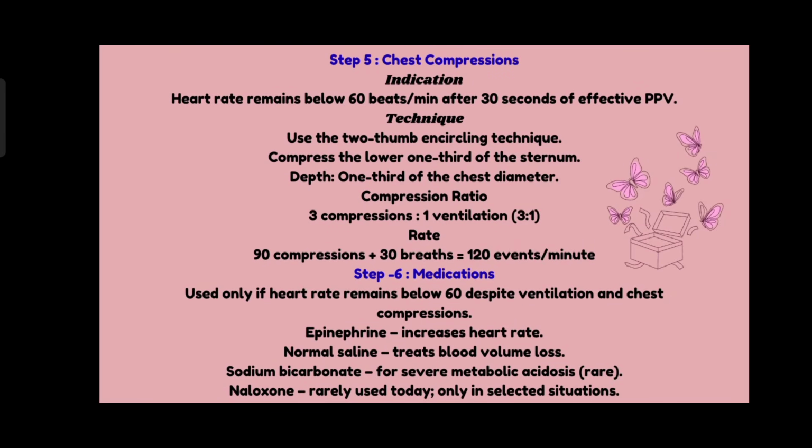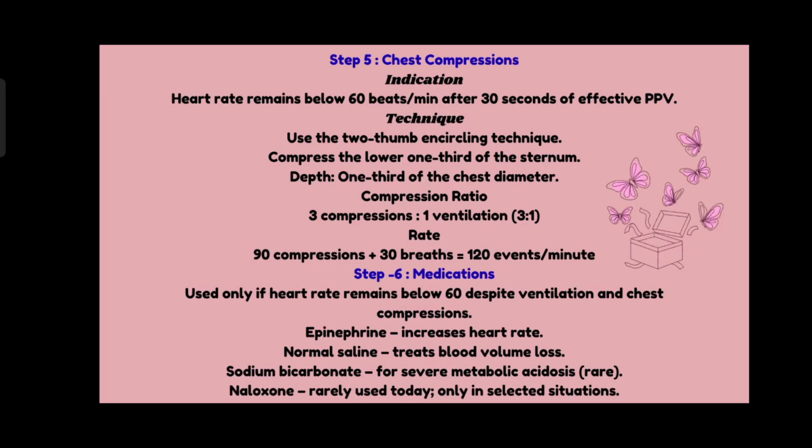So next is the chest compression. What are the indications? The heart rate is below 60 beats per minute after 30 seconds of effective PPV. The technique is the two thumb technique. We compress the lower one third of the sternum of the baby with our two thumbs, and the depth should be one third of the chest diameter.